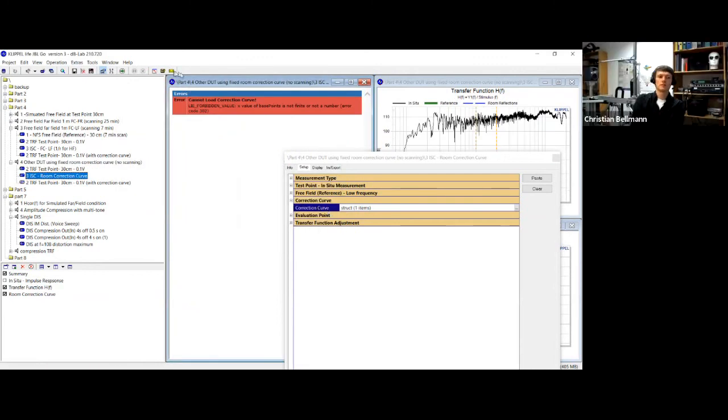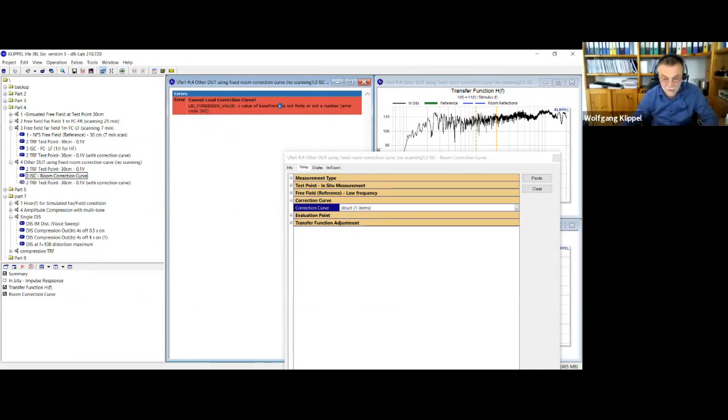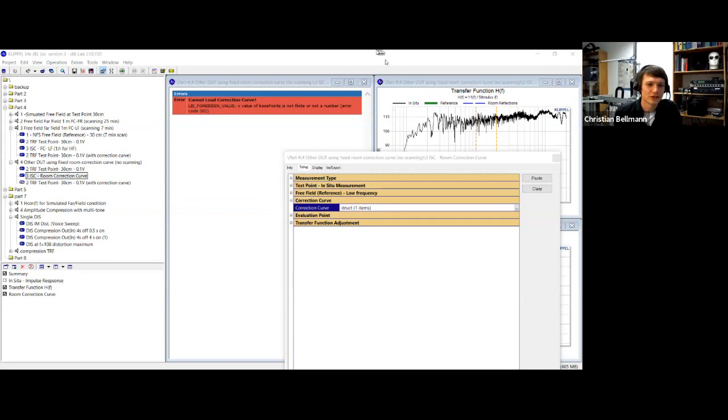Sorry, it has a problem. Can you give me control? I think we can also go with the window. Yeah, you have control now. Okay, we can also go with the curve from the window.